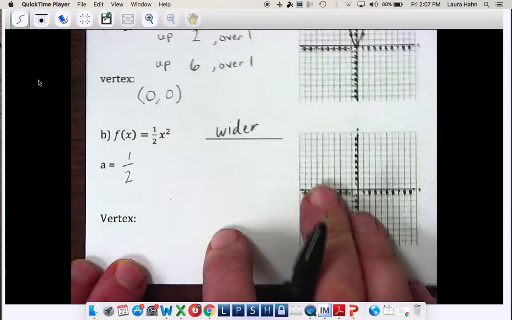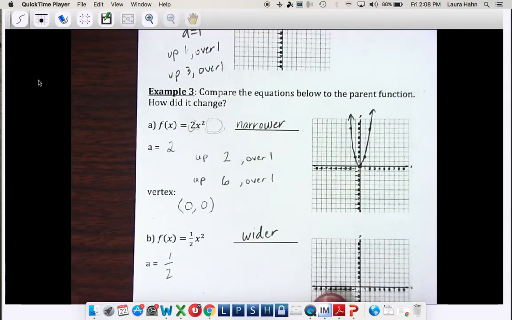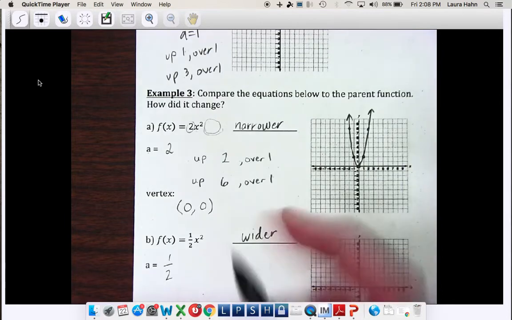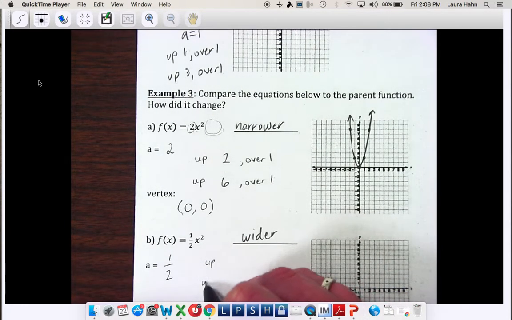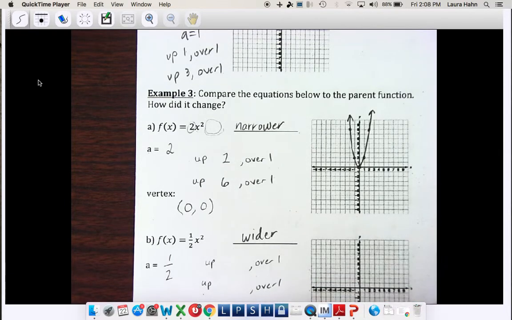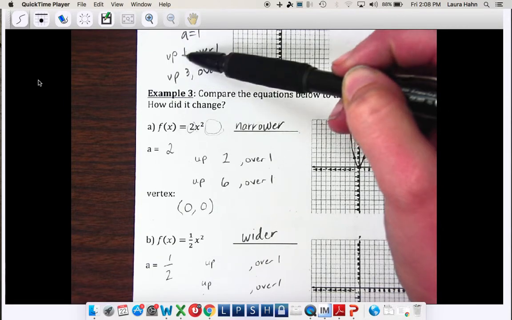Okay, so since a is 1/2, let's see if we can get all of this in here. Zoom out real quick, because I want to look at this guy. We always compare to this guy. Well, this is still positive, so I know it's going up and up. The over 1 part never changes. Since a is 1/2, I need to multiply both of these guys by 1/2.